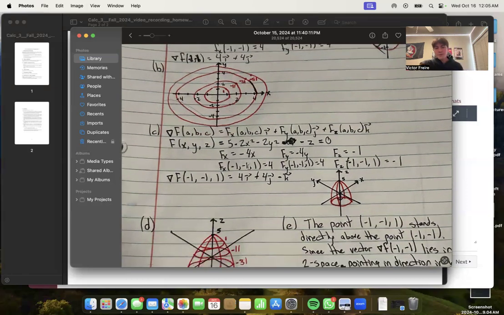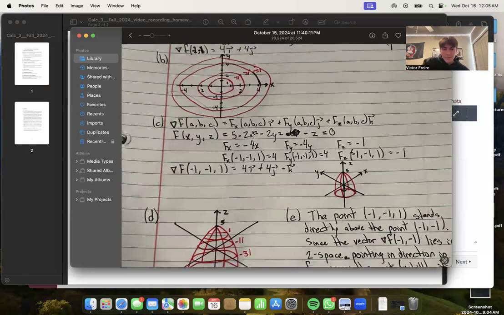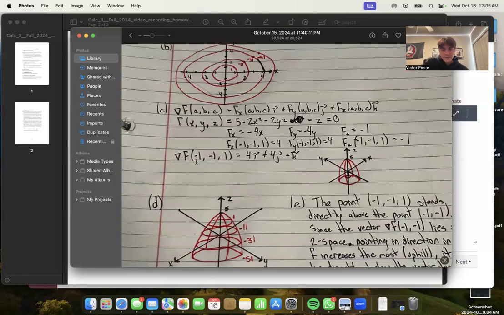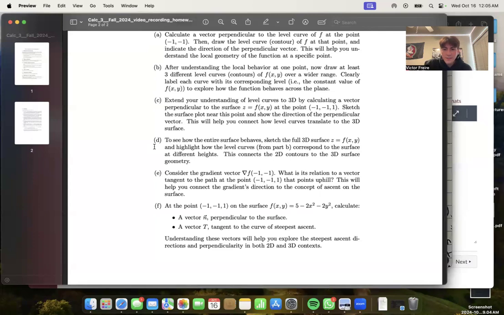Okay, so now with these values that we just found, we can substitute these into our formula for the gradient vector right here. So the gradient vector at (-1, -1, 1) is going to be equal to 4i plus 4j minus k. Okay, and then I think they wanted us to sketch something here, right? If I'm not mistaken.